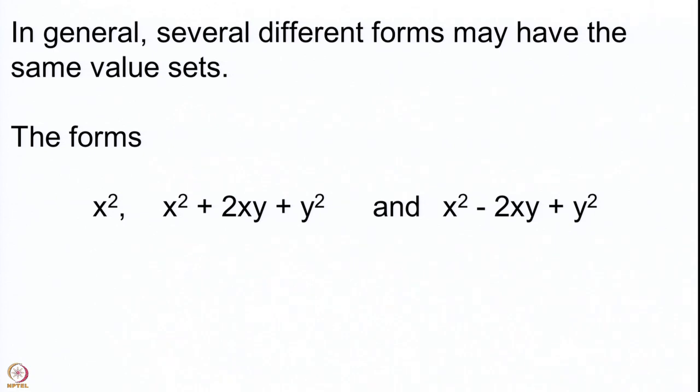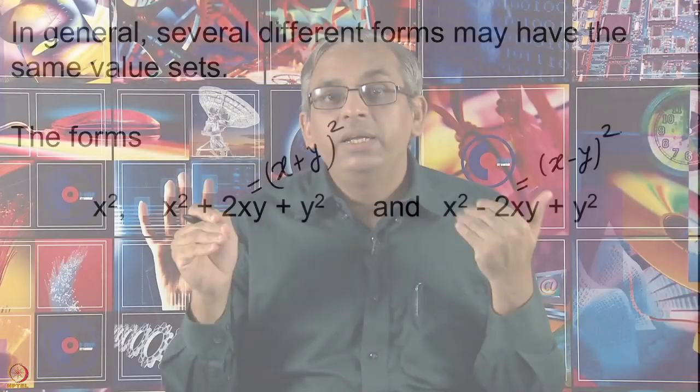Similarly, the second form that you see here is nothing but x plus y whole square. So once again, whatever value of x and y you choose, the value of the form is a square, and you can put y equal to 0 and x to be any integer and all squares are represented. So the value set is the same as the set of squares. Similarly, this is x minus y whole square. So it's the same computation. So these are three different forms, and even then we have that their value sets are the same.